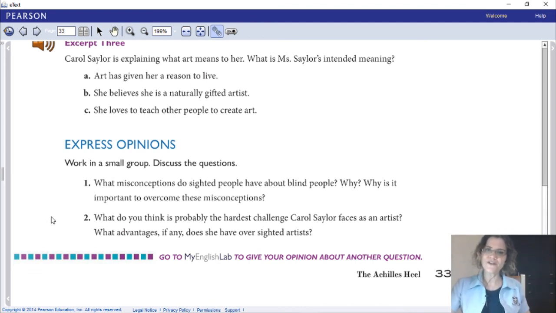Number two, what do you think is probably the hardest challenge Carol Saylor faces as an artist? What advantages, if any, does she have over sighted artists? Please think about that, write down your opinion, reasons for your opinion, and try to see how that opinion results into something, or how that can affect other people's thinking.